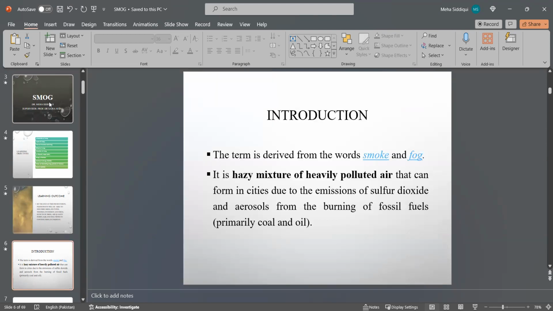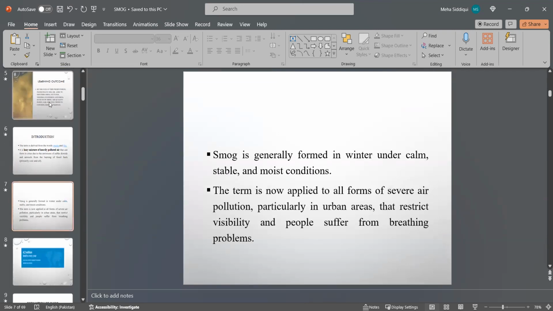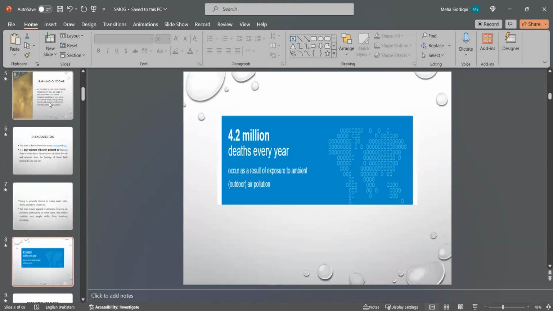Now, introduction. What is smog? It is derived from the words smoke and fog. It is a hazy mixture of heavily polluted air that can form in cities due to emissions of sulfur dioxide and aerosols from the burning of fossil fuels, primarily coal and oil. It is generally found in winter under calm, stable, and moist conditions. The term is now applied to all forms of severe air pollution, particularly in urban areas, that restrict visibility and make people suffer from breathing problems.